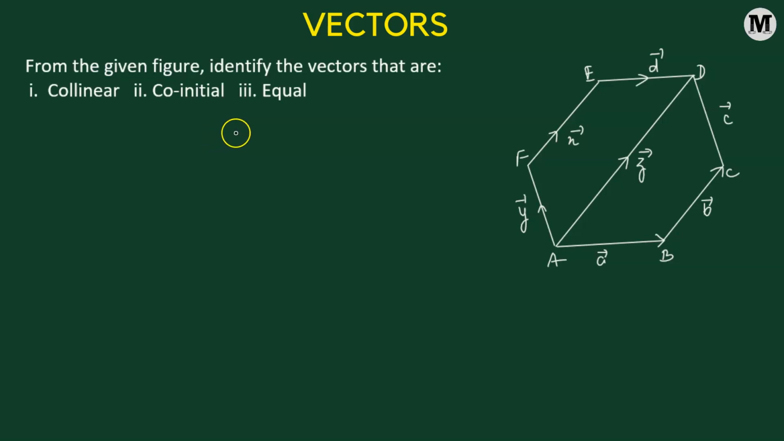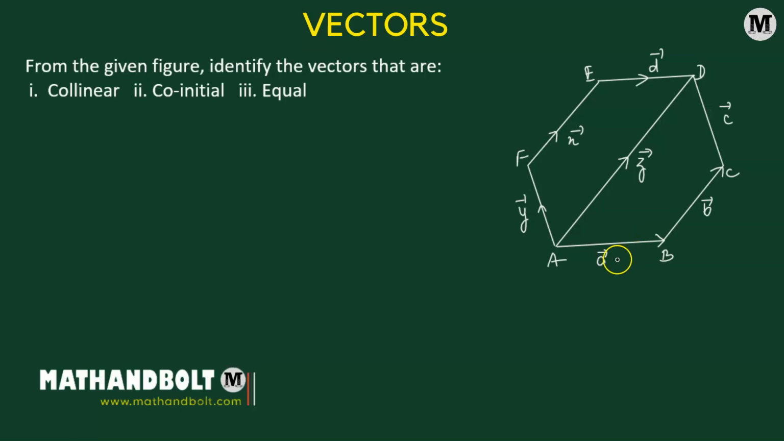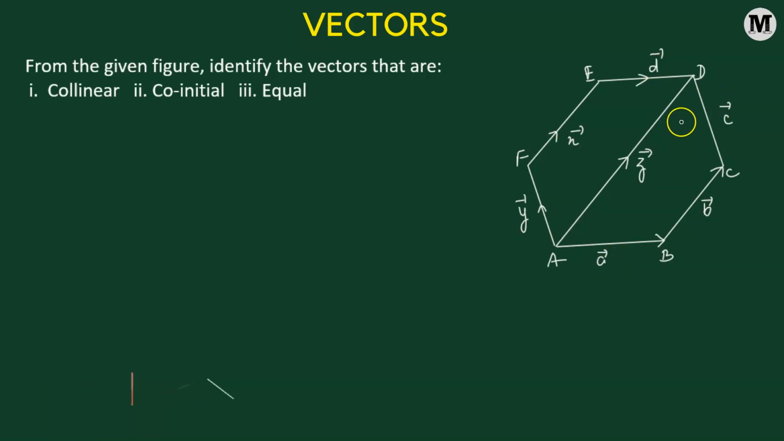So here in this figure, we have to identify the vectors that are collinear, co-initial, and co-equal. Okay, now we can see here that we have several vectors a, b, c, d, x, y, and z. All of these vectors are arranged in this fashion to form a hexagonal shape, and also one of the diagonals is given. Our goal will be to identify the ones that are collinear. We'll start with the first one.